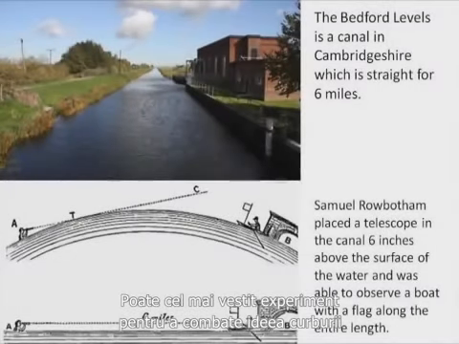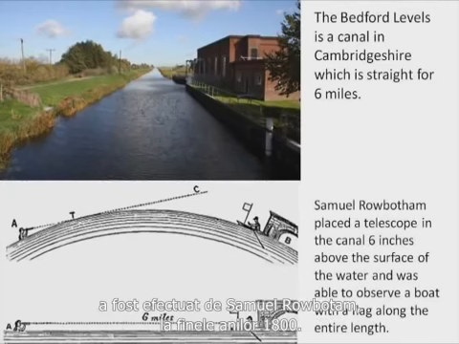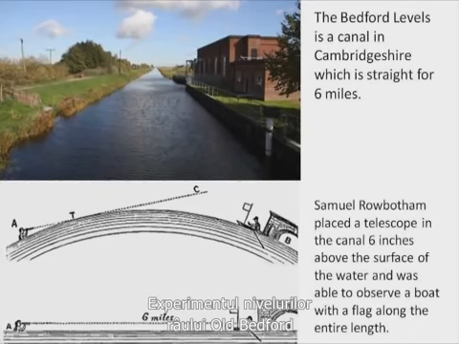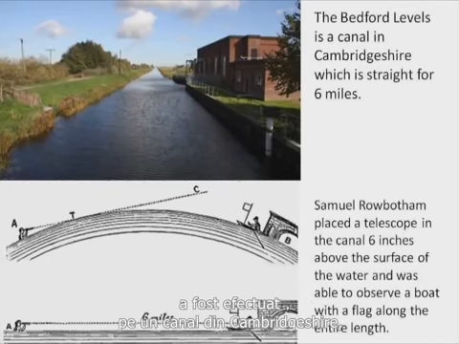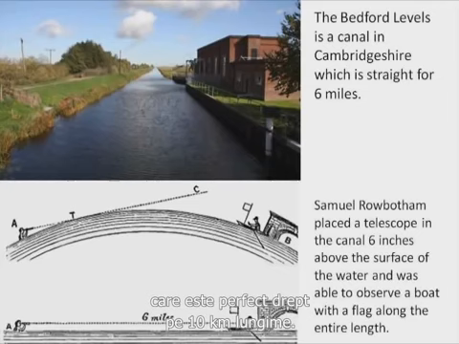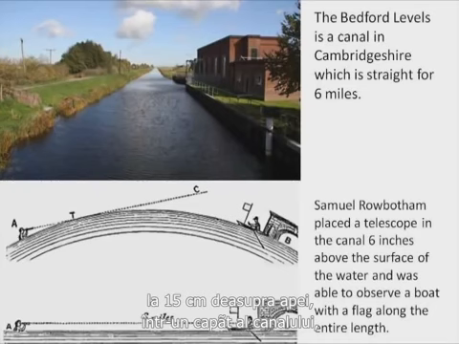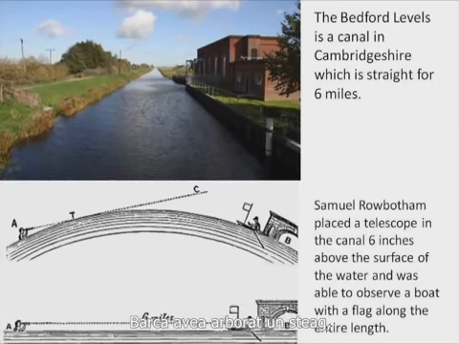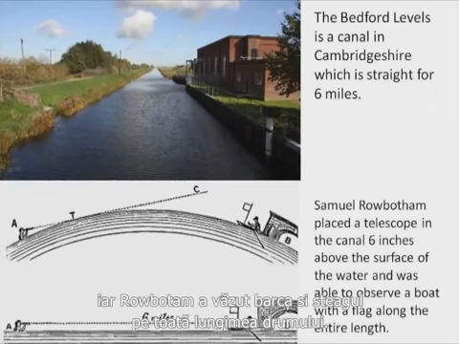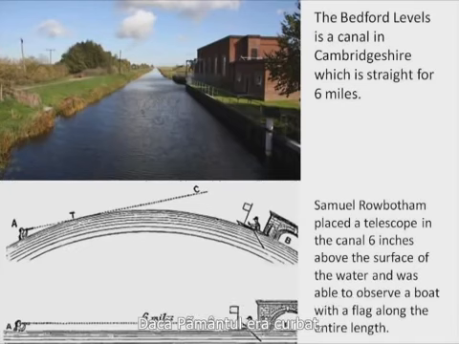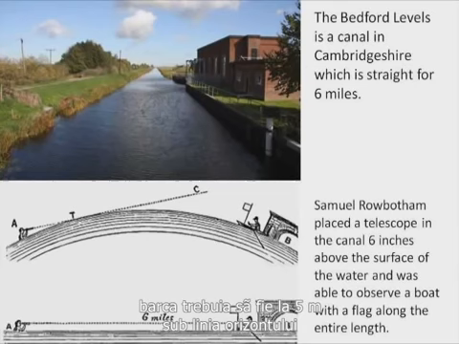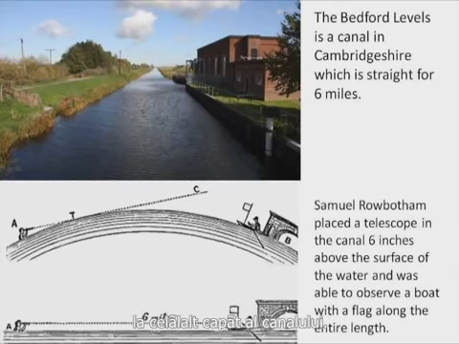Perhaps the most famous experiment to disprove the idea of a curvature was performed by Samuel Rowbottom in the late 1800s. The Old Bedford Levels experiment was performed on a canal in Cambridgeshire, which is perfectly straight for 6 miles. What Rowbottom did was put a telescope 6 inches above the water at one end of the canal and had a friend row a boat to the other. The boat had a flag on it, and Rowbottom was able to see the boat and the flag along the entire length of the journey. Now, if the Earth were curved, the boat should have been 16 feet below the horizon at the other end of the canal.